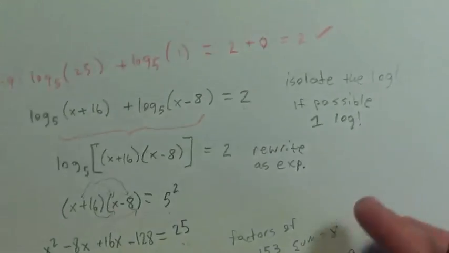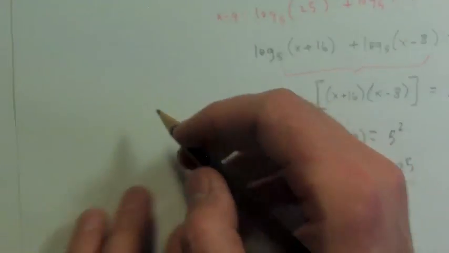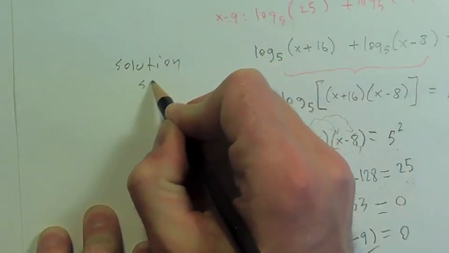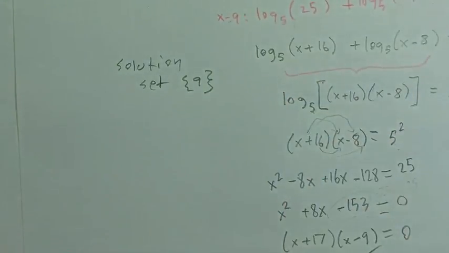So the solution set here is (9). And that's that. So just be sure when you do these, make sure you check. If you start with a logarithmic equation, your solutions can't cause the input to be negative.